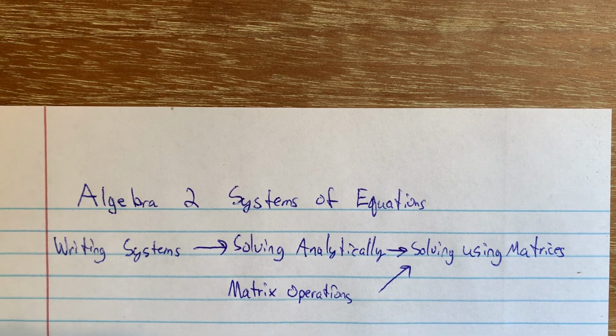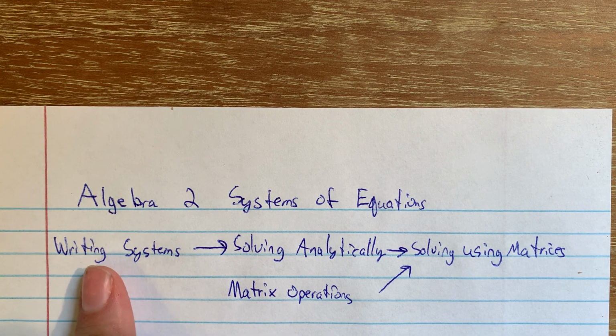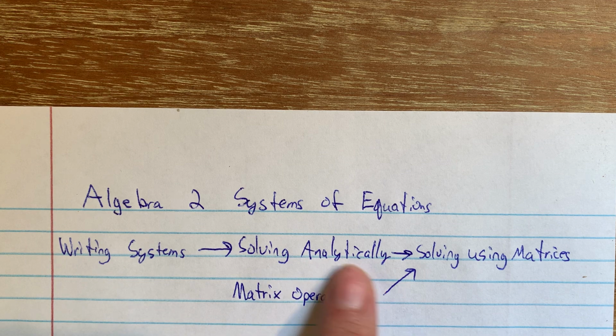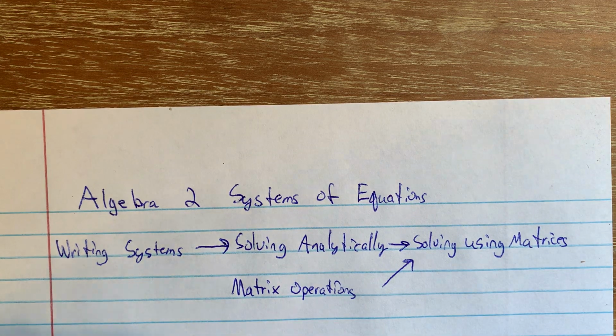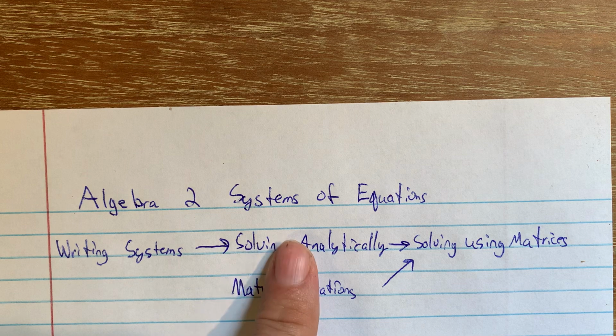All right, we're going to get into Algebra 2 level systems of equations. And we're going to have 4 lessons. The first is going to be on writing systems of equations, and we'll do that today. Then we'll talk about how to solve them analytically. That means using algebra operations like you learned in Algebra 1 to solve them.